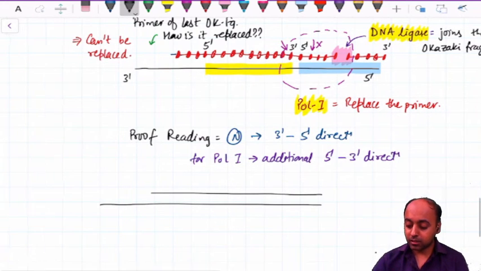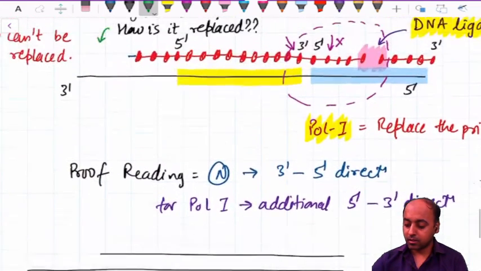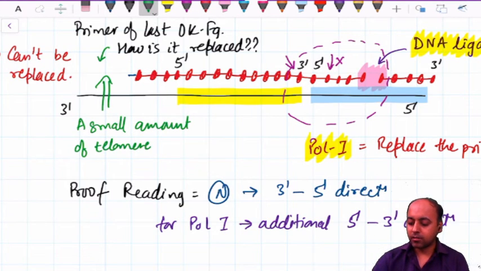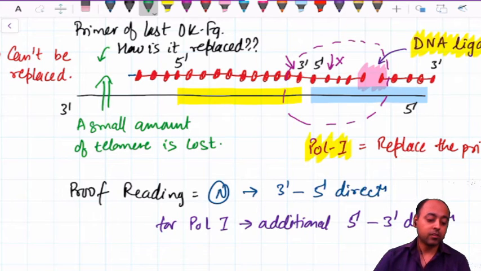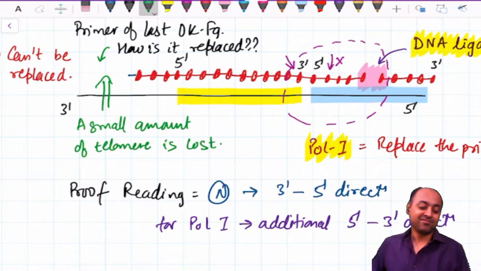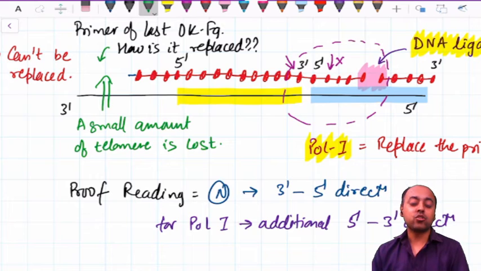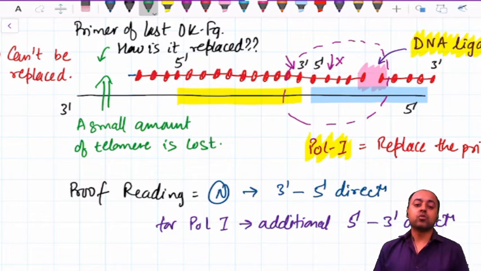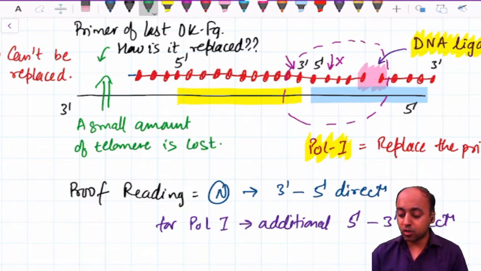Basically, what is happening here? A small amount of telomere is lost. Don't worry, I did not expect you to be able to answer this question because in most of your UG books this part is not very clearly mentioned. So please understand, a small amount of telomere is lost every time the replication occurs at the 3' end. Every time some amount of telomere is lost.